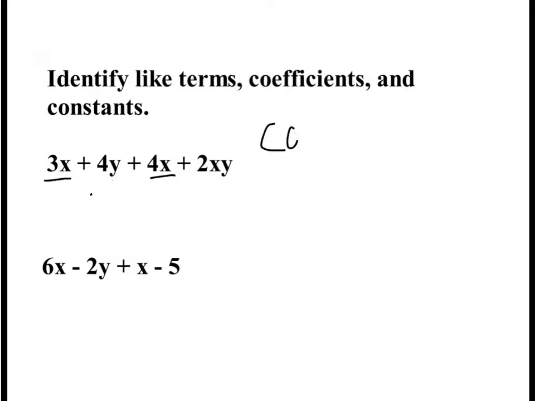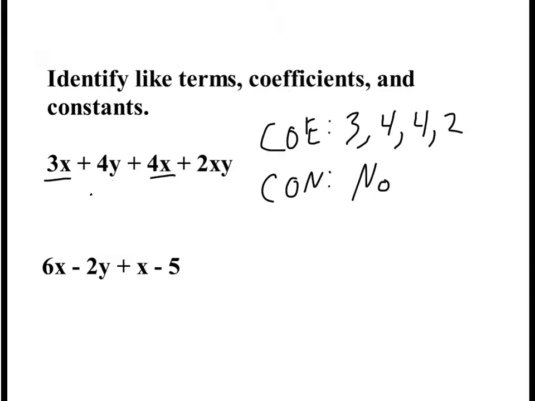Then it says identify coefficients. So I write COE right here, or you can write coefficients. I don't care. What are the coefficients of this? Someone raise your hand. Kyle? 3, 4, 4, and 2. Because they each have a variable behind them. The number part is the coefficient. Are there any constants? No. There's not a number by itself.